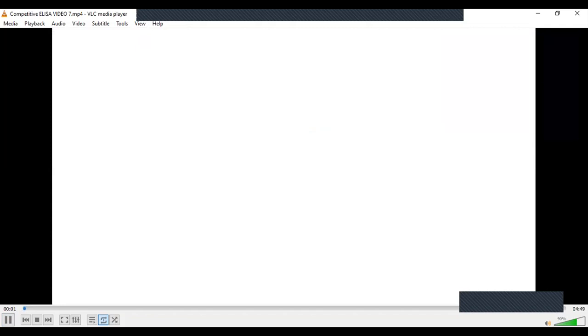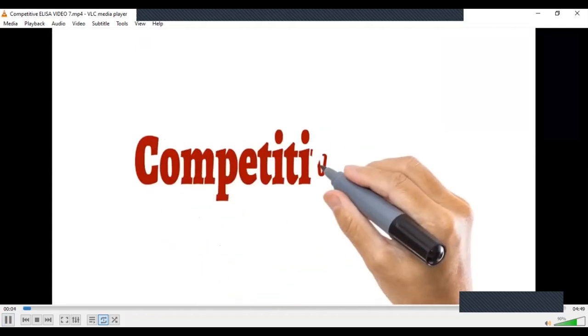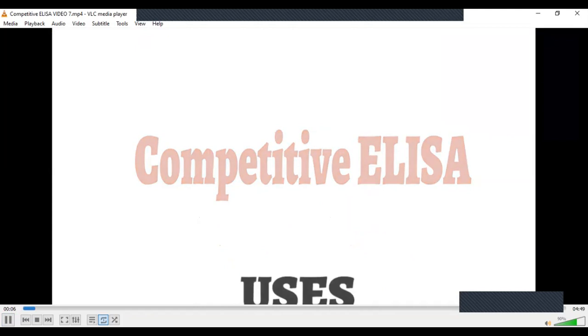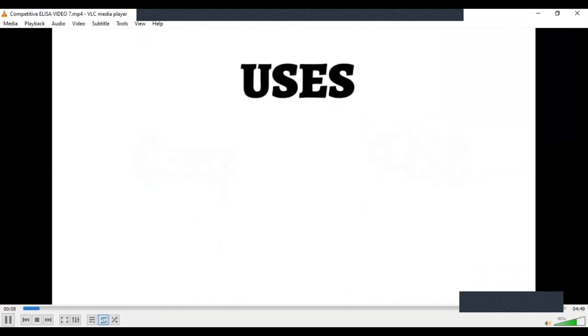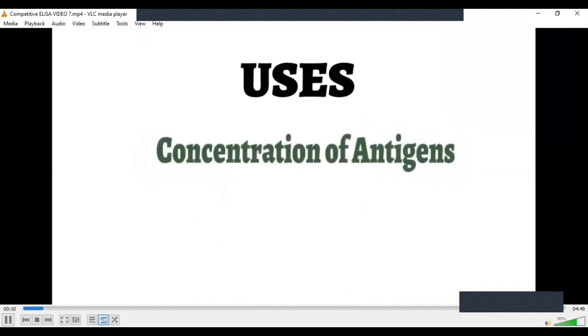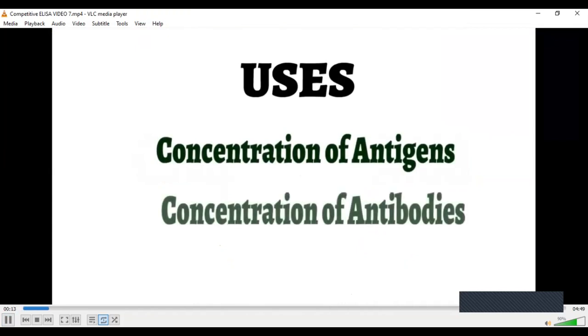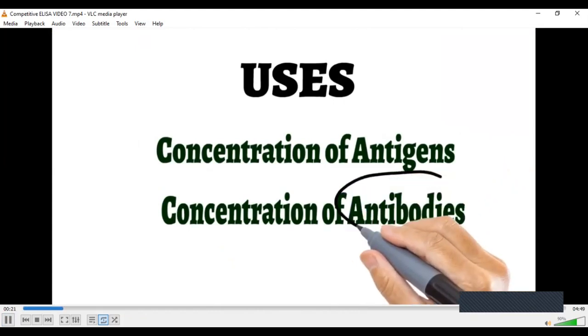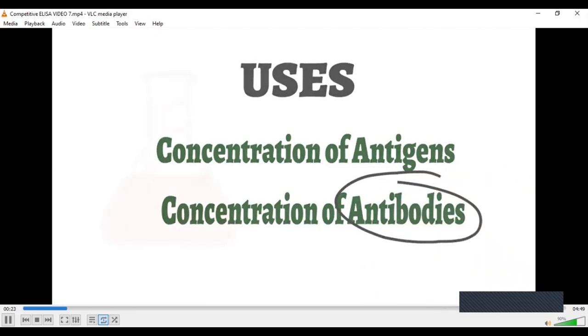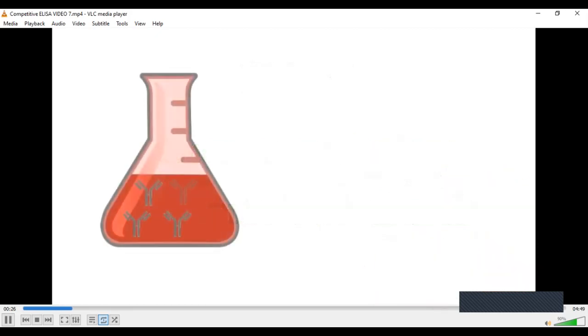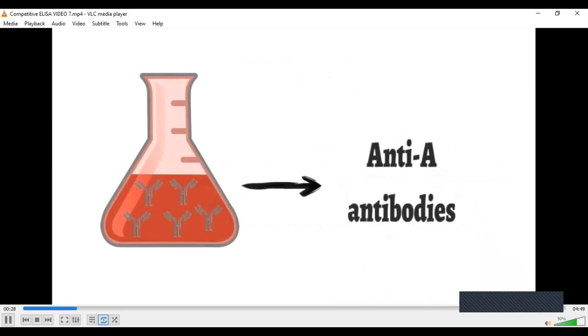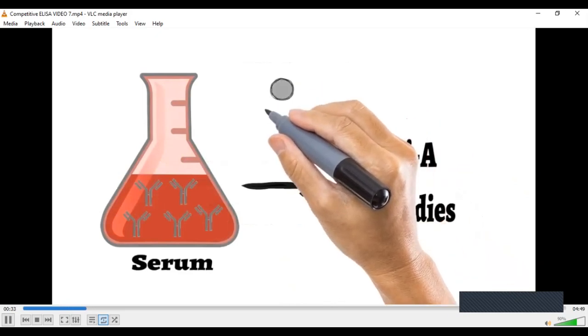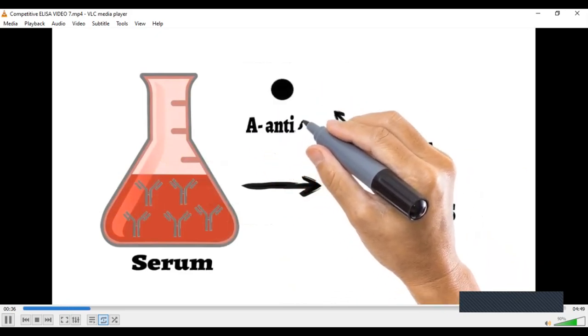Hello friends, today we are going to discuss competitive ELISA. Competitive ELISA is used to determine the concentration of either antigen or antibodies present in a particular sample. Let us discuss how this particular technique is used to determine the concentration of antibody. Suppose we have to determine the concentration of anti-A antibodies from a serum sample. That is, the antibodies which specifically bind to the A antigen.